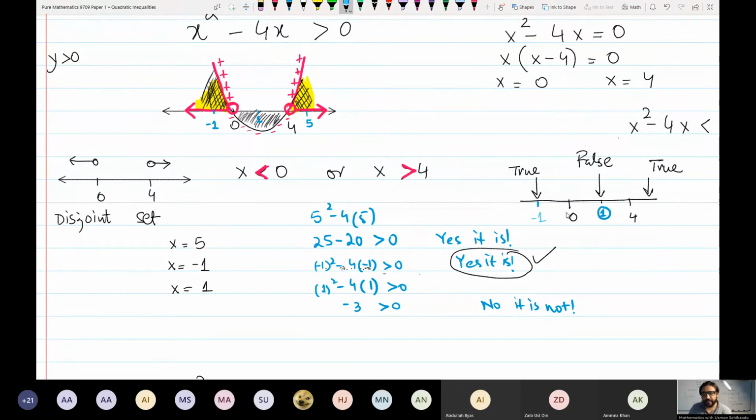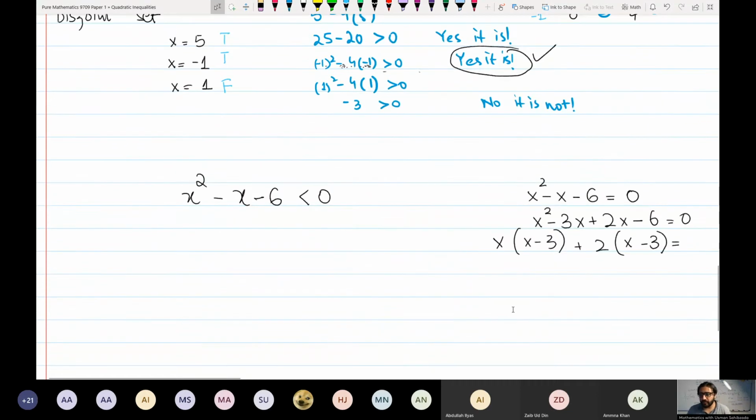Okay, I plugged in -1 and it gave me a true result. Then I took a number larger than 4, which was 5. I took 5 and it was also giving me a true result. So this was true, this was true, this was false. But you don't need to do this extra bit if you have already sketched and seen where it lies. We're practicing a little more.